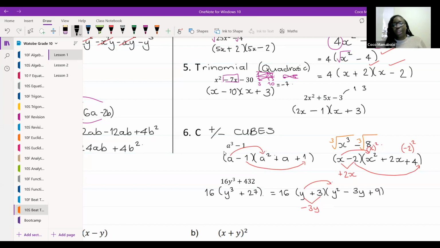Give me a thumbs up if you got that one correct. I think that one was pretty simple. Remember, guys, default setting, everyone. You must always make sure that you're looking for an HCF first.